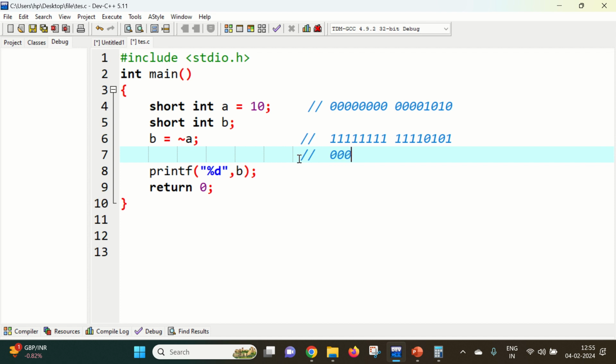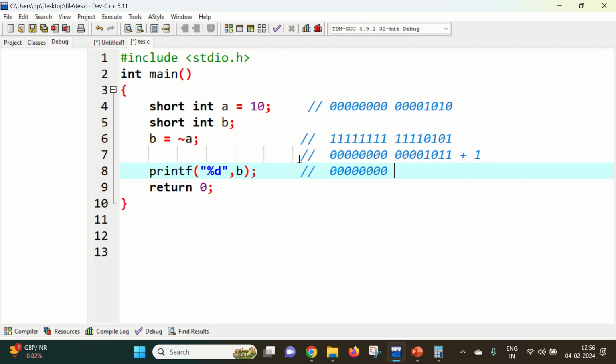Simply write here 0, 0, 0, 0, 0, and 0, 0, 0, 0, 1, 0, 1, 1, and add one more in this. When you add one more, so add plus 1. In that case your final number, the answer that comes, is 0, 0, 0, 0, 0, after that 0, 0, 0, 1, and this becomes 0, this becomes 0, and this becomes 1. So actually 1, 0, 0. So this is the number.